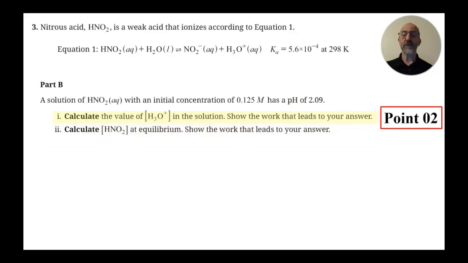Moving on to point 2. Calculate the value of the concentration of the hydronium ion in the solution, and we are given that the pH of this solution of nitrous acid is 2.09.